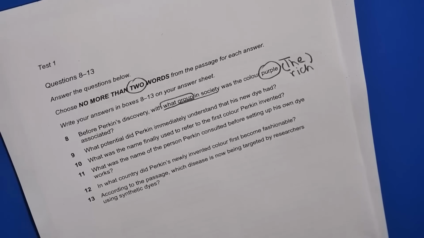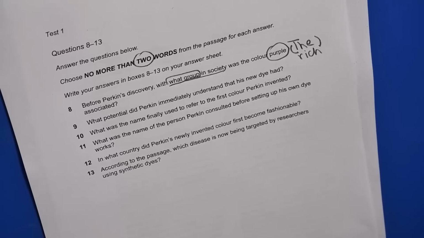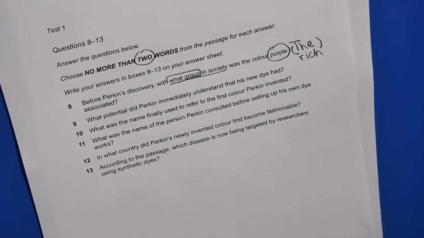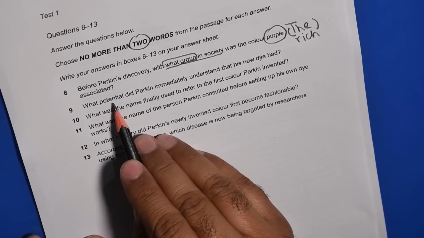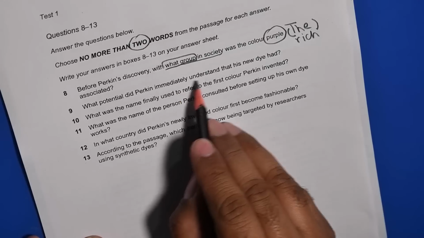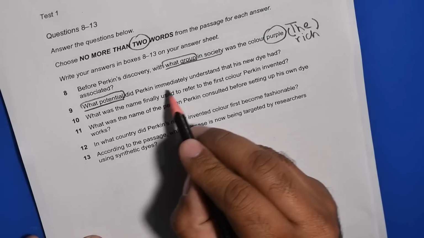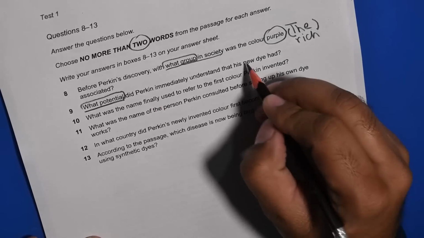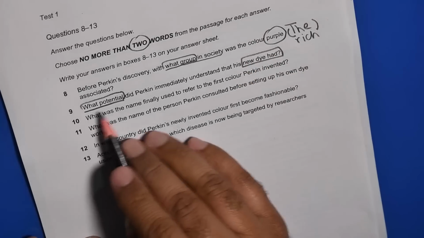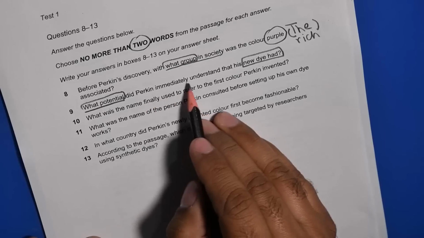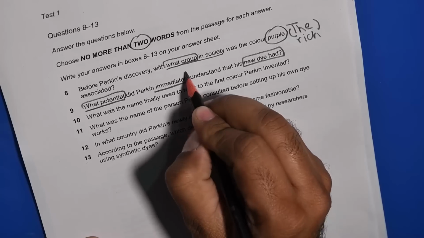Clear? Good. Now where you find the answer of question number 8, you read on and you will find question number 9, 10, 11, 12. So questions and passage, they are in the same order. Question number 9. What potential did Perkins immediately understand? So it's about a potential. Did Perkins immediately understand that his new dye had? So we got to see what potential did Perkins immediately understand that his new dye had, and immediately, right?